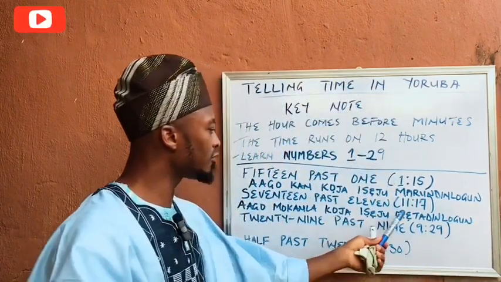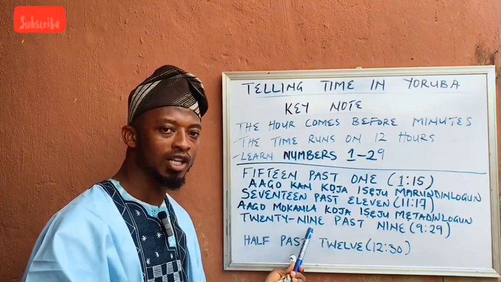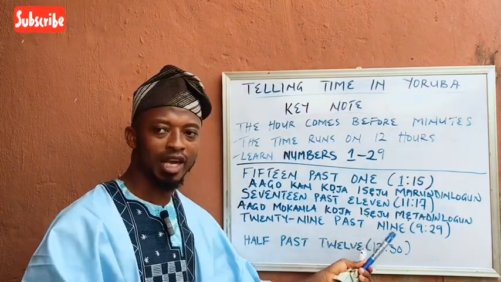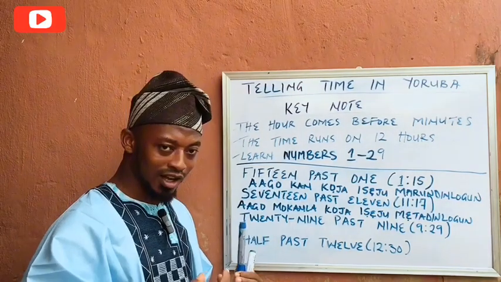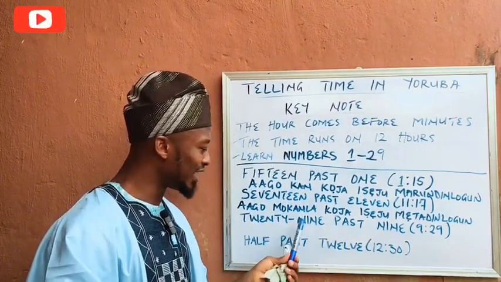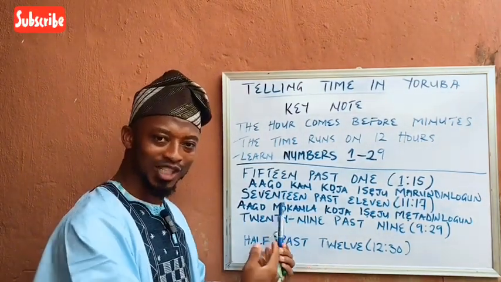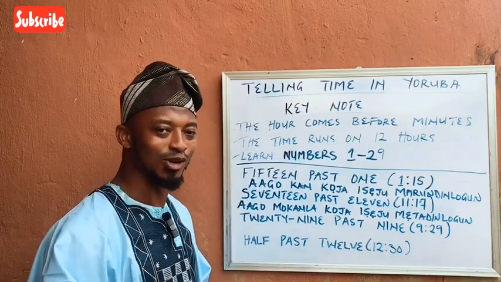So, 11:17 is aago mọ́kànlá kọjá ìṣẹ́jú mẹ́tàdínlógún. So, I wish you can answer me. I will say, let's try this one together. Okay, now let's do this together, even though I know I can't hear you, but let's do it together.